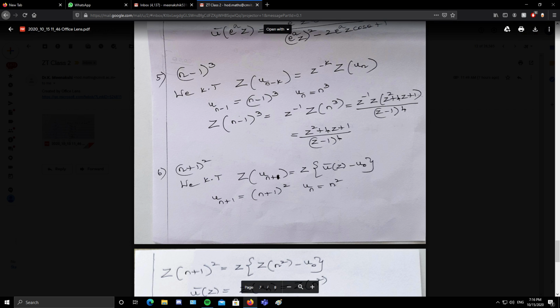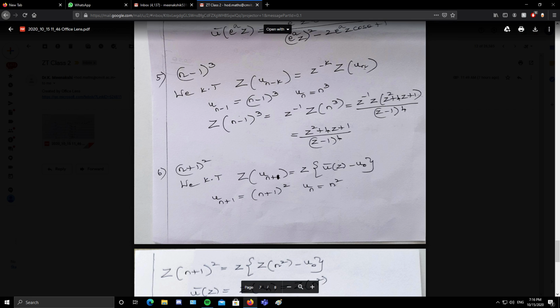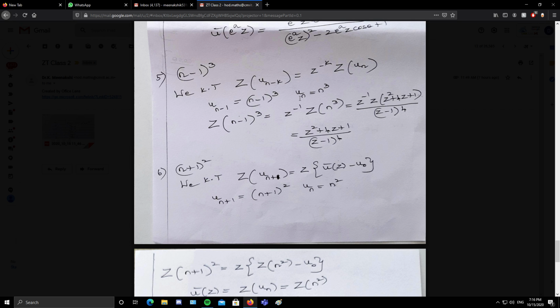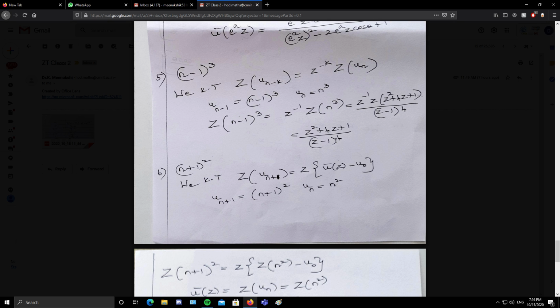So I repeat, you see the form (n−1) whole cube. So it is the shifting property: z of u(n−k) is z power minus k, z of u(n). So find k from this, k is 1. So z of (n−1) whole cube is z inverse into z of n cube. If u(n−1) is (n−1) whole cube, what is u(n)? Delete the minus 1, it is n cube. So z power minus 1 into z of n cube. Z of n cube is a standard function. So you have this answer.